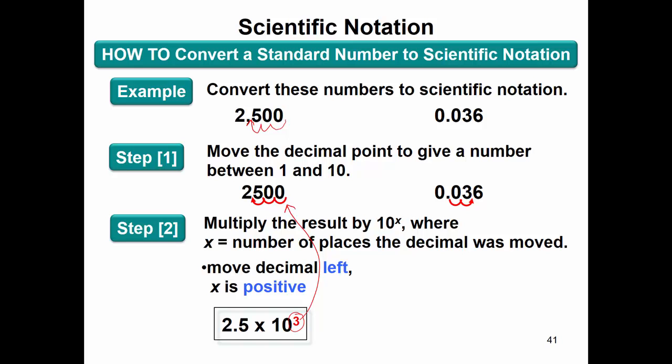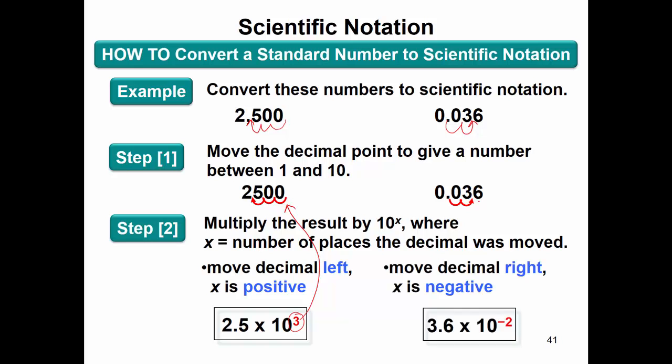If you have a small number, we're going to move our decimal place to past the 3. Notice that the decimal is not moved all the way to the end. It stops here because you have to have a number between 1 and 10. So you get 3.6. You moved your decimal place twice, so you get times 10 to the negative 2. If you have to move your decimal to the right, that means you're going to have a negative exponent. If you have to move your decimal to the left, you're going to have a positive exponent.